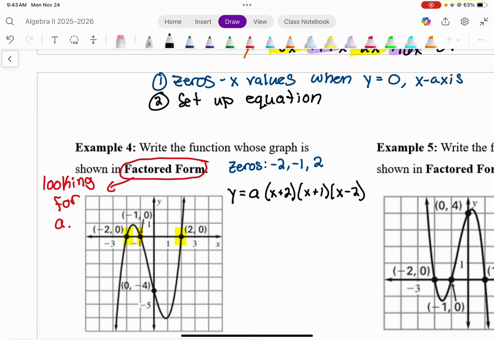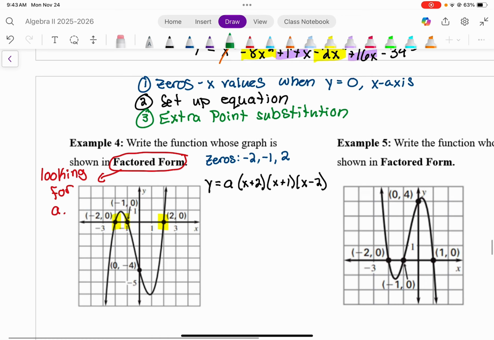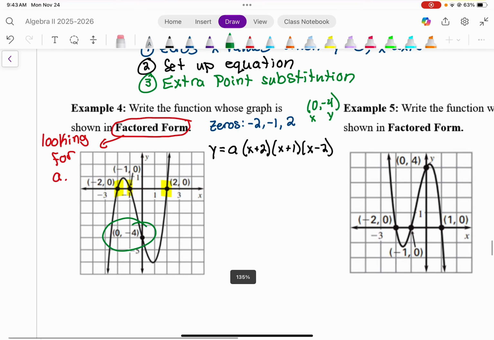After you set up your equation, you are going to find the extra point, and you are going to plug it into your equation. So I'll put extra point substitution. If we look, there's 1 point in our graph that is not on the x-axis. That is our extra point. That extra point was at 0, -4. That's what we're going to plug in for x and y so that we can solve for our a value.